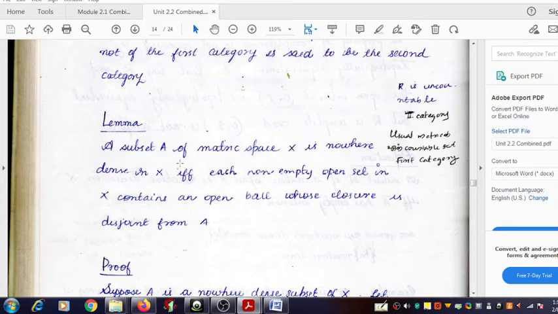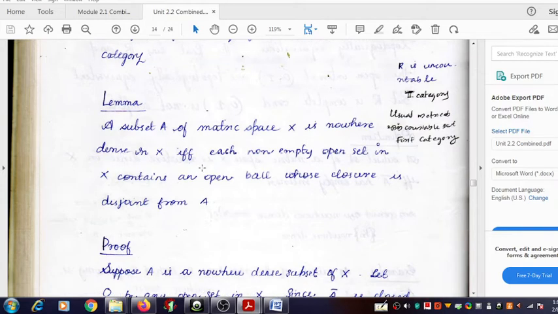Let's read that lemma. A subset A of a metric space X is nowhere dense in X if and only if each non-empty open set in X contains an open ball whose closure is disjoint from A, or we can say in another way, whose closure avoids the subset A. If every non-empty open set in X contains such a ball whose closure avoids the subset A, in such a situation we can say that the subset A is nowhere dense.